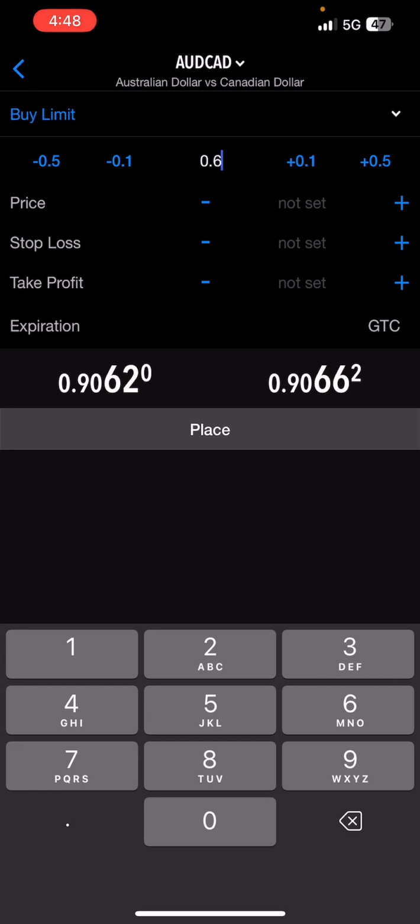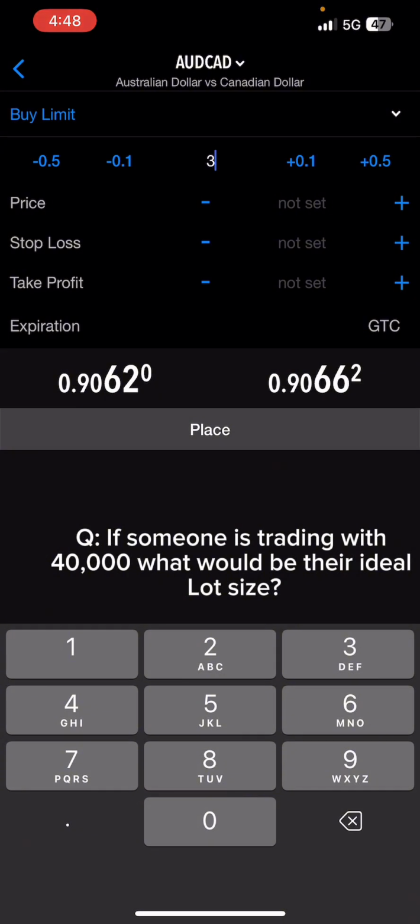When you have $60,000 in your account, your lot size increases to 6. I don't know if you get the math. $100, 0.01. $200, 0.02. $300, 0.03. However, if that $300 increases to $3,000, your lot size increases to 0.3. If that $3,000 increases to $30,000, your lot size increases to 3. So if somebody is using $40,000, what will be the person's lot size?